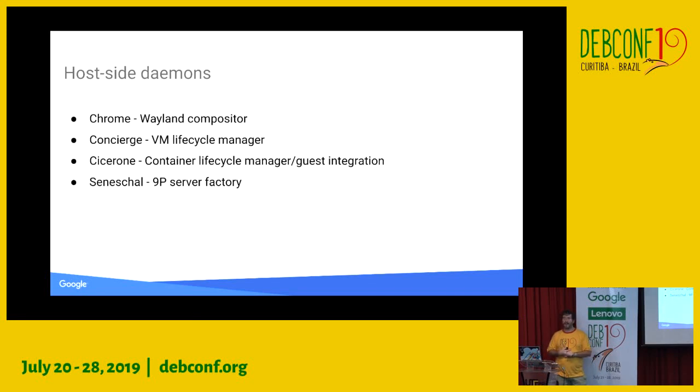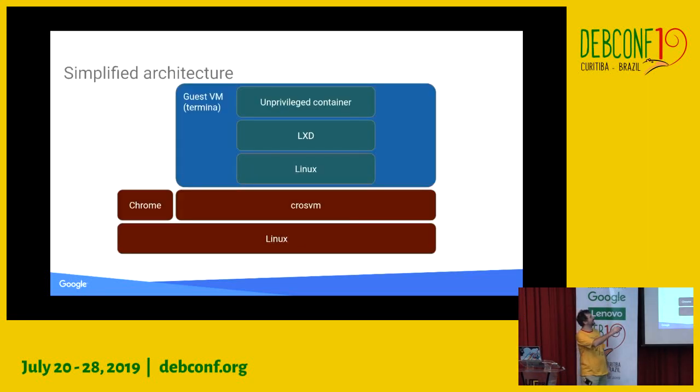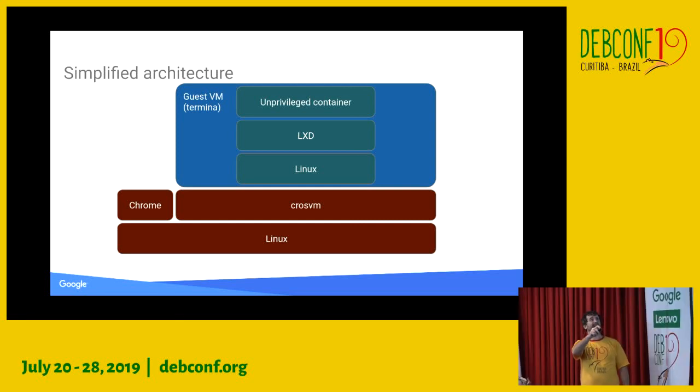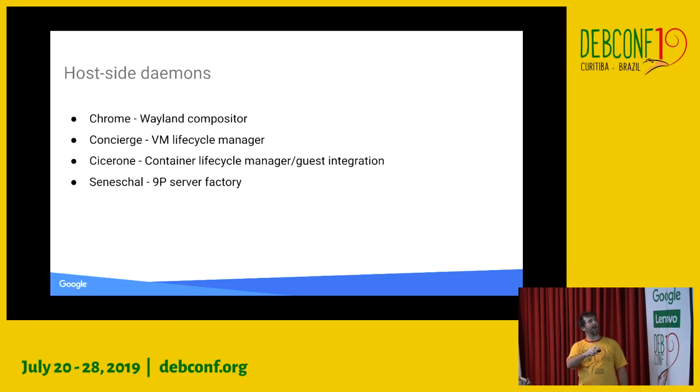Then we have a way to manage the life cycle of these VMs that we called concierge. And then we have a way to manage the containers that run inside these VMs. So what we saw here, right, is that we have VM privileged containers. In reality, you can have as many of these as you want and as many VMs as you want, and we manage the life cycle of both. And then finally, we export the file system via 9p, via another daemon that does that.